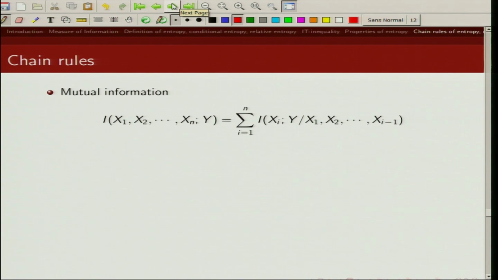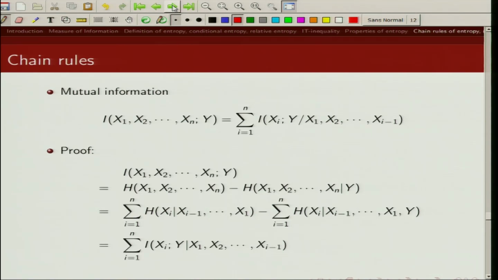Now similar to the chain rule for entropy, we can also define chain rule for mutual information. So mutual information between x1, x2, x3, xn and y can be written in terms of conditional mutual information of xi and y given x1, x2, xi minus 1. So proof follows like this.